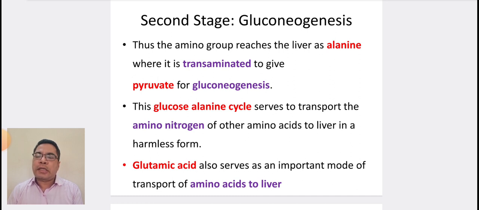This glucose-alanine cycle serves to transport the amino nitrogen of other amino acids to the liver in a harmless form. Glutamic acid also serves as an important mode of transport of amino acids to the liver.